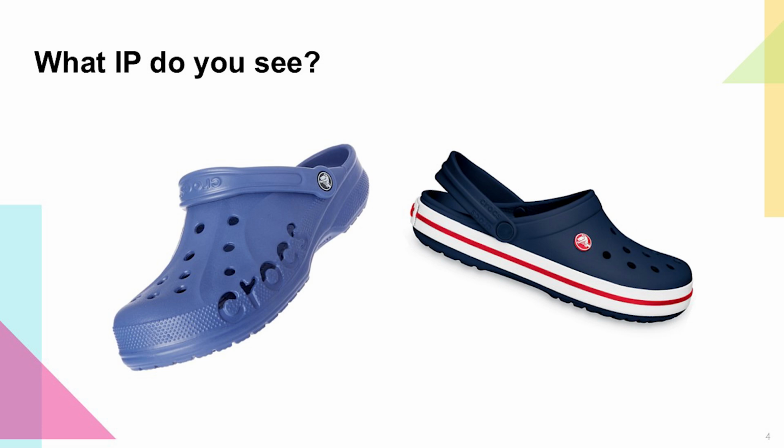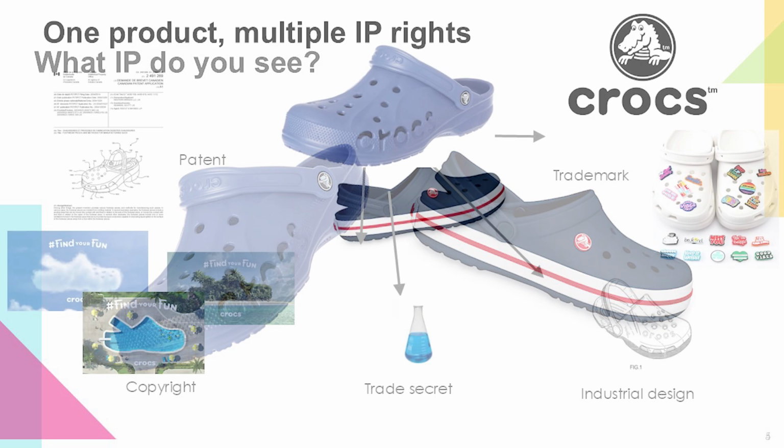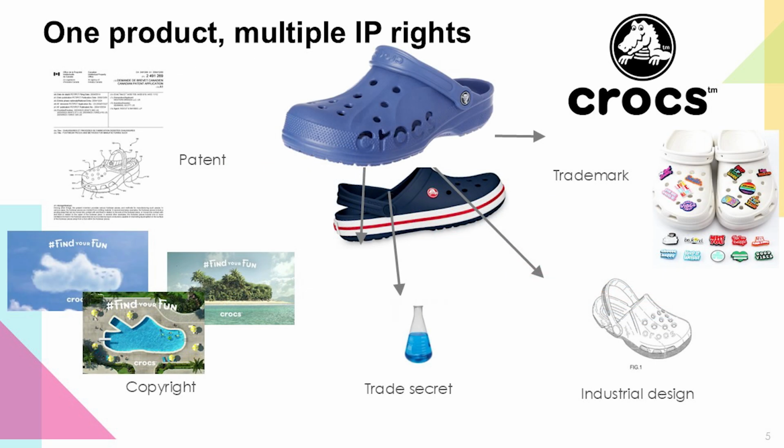So the question could be, what creations or inventions do you see here that might be protected either by formal IP rights, like a patent or a trademark, or protected by an informal IP right, like a trade secret or a know-how? So what does this image invoke in your minds in terms of IP? This is to show you how a single product can have many IP rights associated with it.